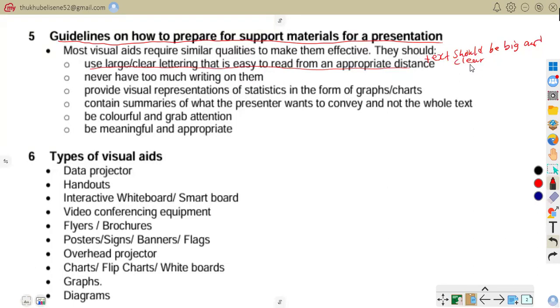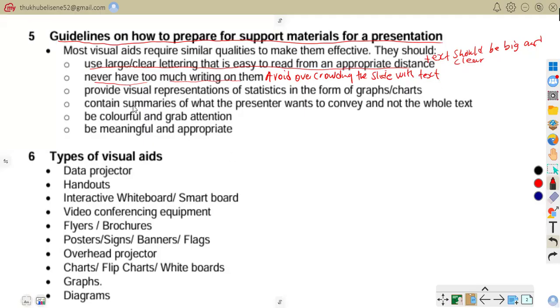Then it later on says never have too much writing on them. Avoid overcrowding the slide with text. Include only the main points. For example, use bullet points instead of long paragraphs.